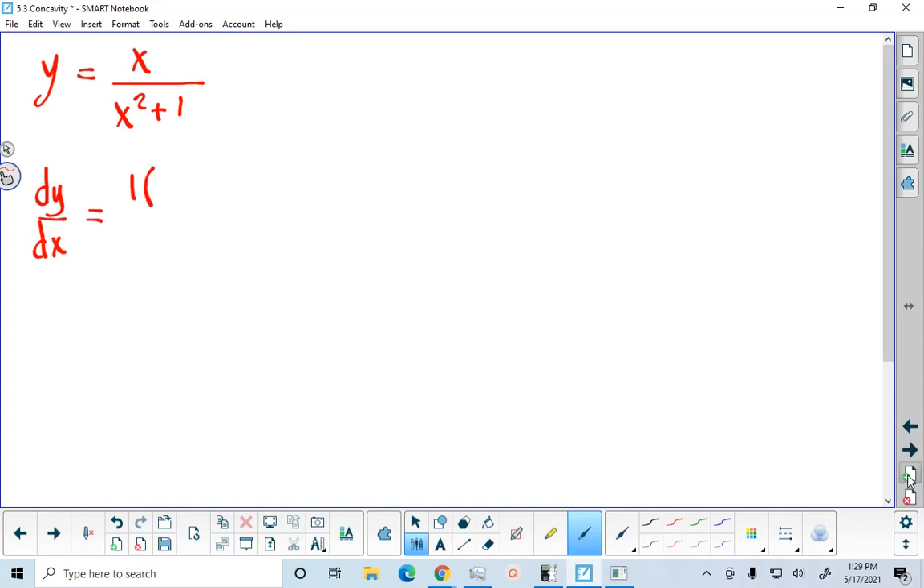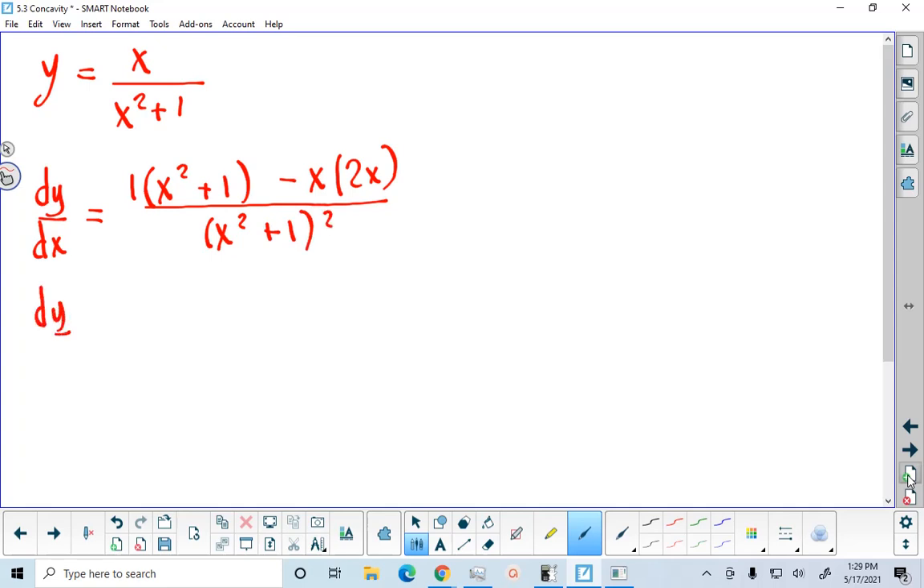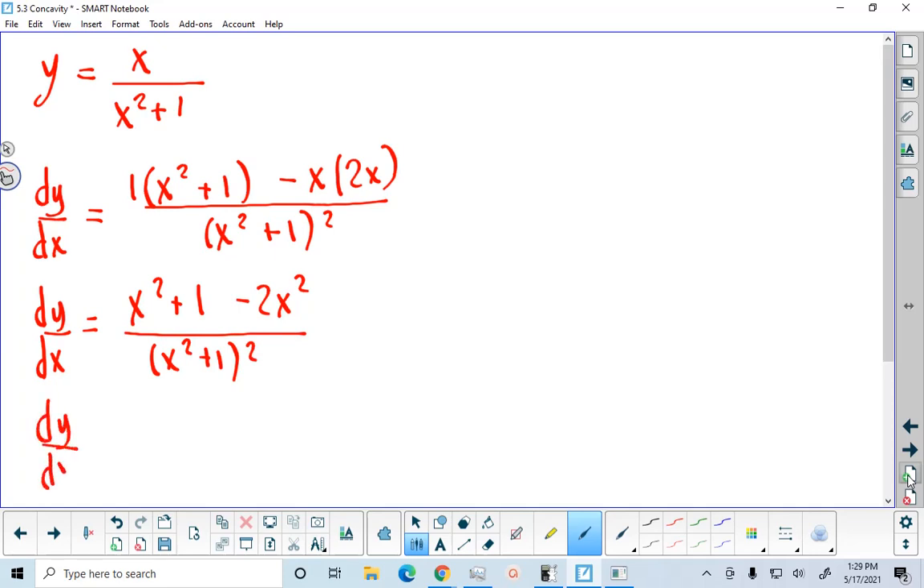Derivative of the top, we're going to use the quotient rule: the derivative of the top times the bottom, minus the top times the derivative of the bottom, over the bottom squared. So my derivative is, I won't cut any corners here, x squared plus 1 minus 2x squared over x squared plus 1 quantity squared. Here's my derivative in clean form: 1 minus x squared over x squared plus 1 squared.